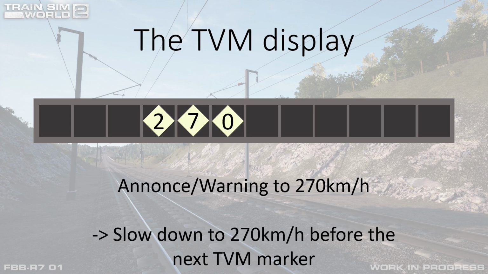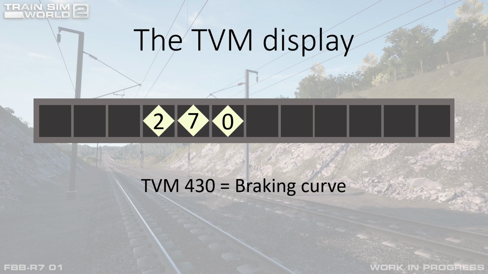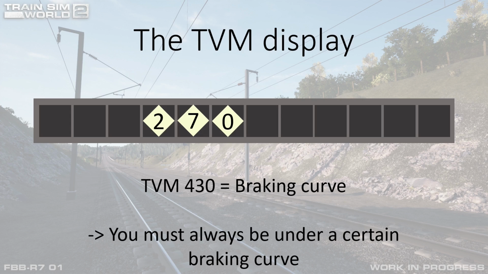In the TVM 300, the TVM only expects you to be at 270, or in reality at 285 or less at the next marker. In the TVM 430, you need to do that under a braking curve. The TVM 430 calculates your train braking capability, the track geometry, and the speed difference. So from this point, in the TVM 430, you must apply a strong enough braking to stay under that braking curve and prevent the emergency brakes from being applied. So stay under that braking curve at all times.